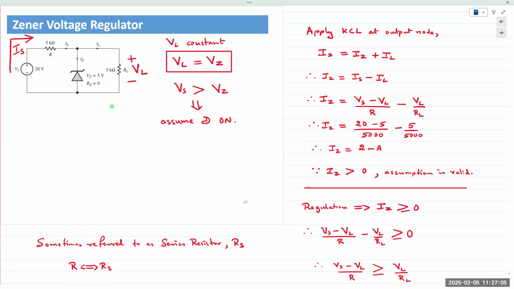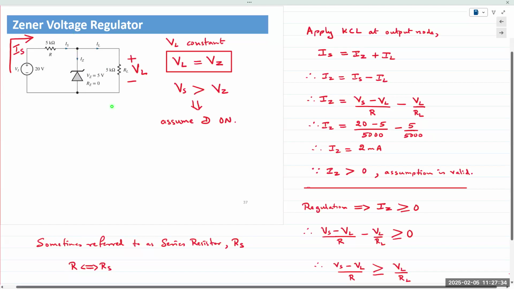So as part of design of a regulator circuit, there are minimum and maximum values for both the series resistor and for RL. There are minimum and maximum limits for the values of both resistors. If you have a large series resistor value, then it's going to drop a large portion of the supply voltage across itself. Zener diode doesn't turn on. So there's a maximum limit on the R value.